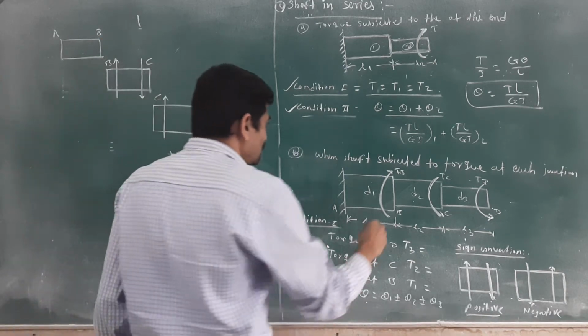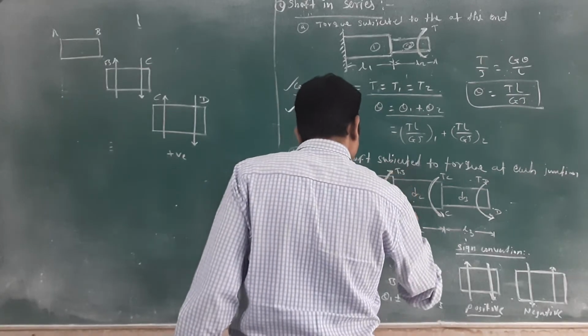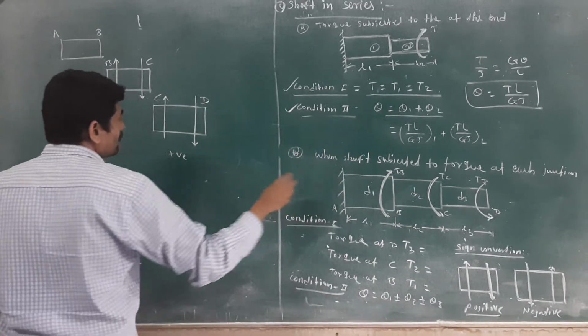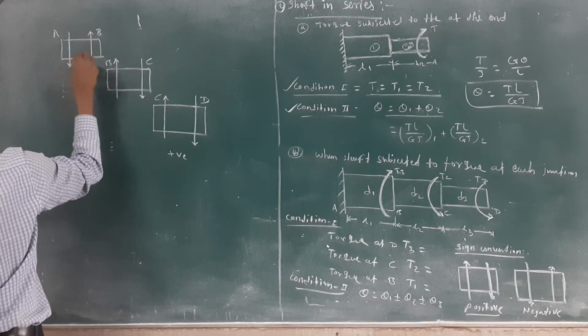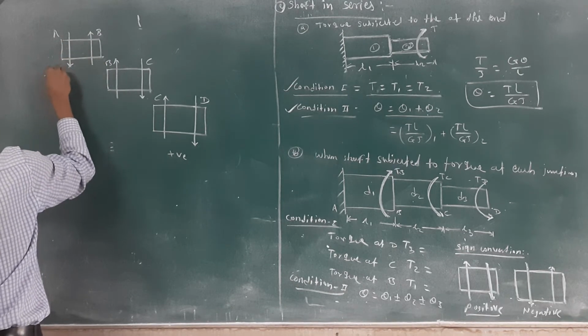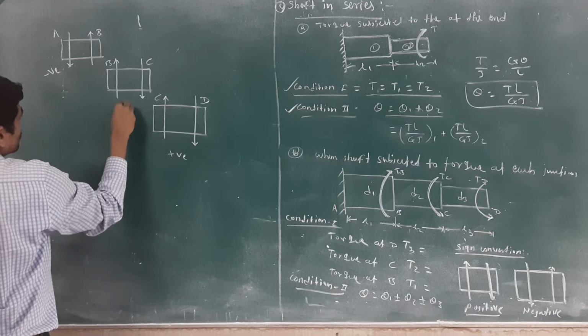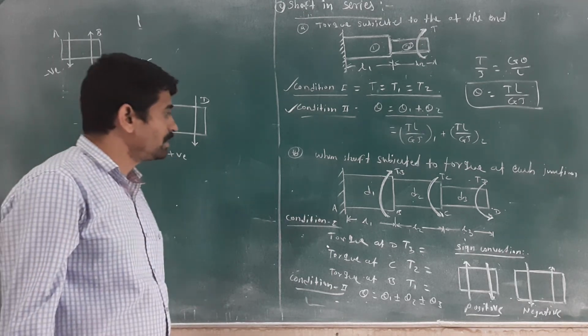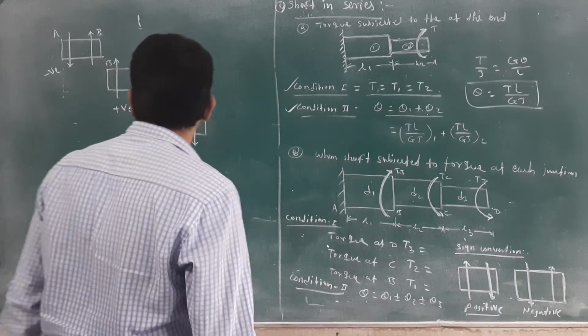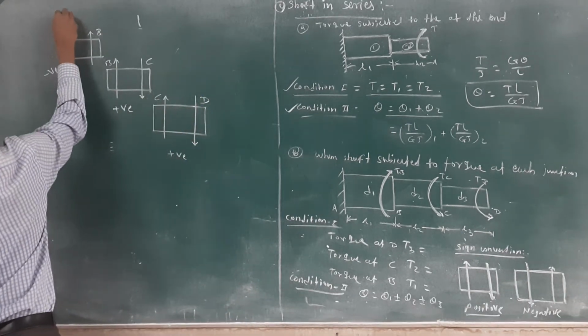And last at AB, check that here is clockwise, meaning upward, and here is downward, meaning here is a negative sign convention, there is a positive. In this way you should draw the FBD. Okay, all of you getting how to draw the FBD?